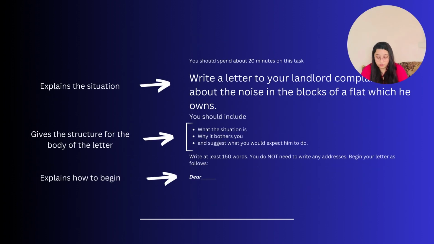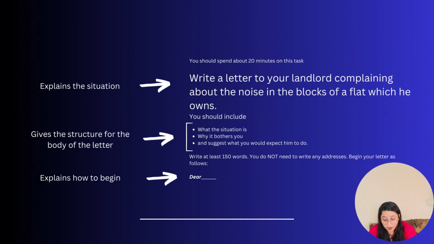Now, there's a question in front of you on the screen. You can see the question. Let me read it aloud for you. You should spend about 20 minutes on this task. Write a letter to your landlord complaining about the noise in the block of flats which he owns. You should include what the situation is, why it bothers you, and suggest what you would expect him to do. Write at least 150 words. You do not need to write any addresses. Begin your letter as follows: Dear dash.